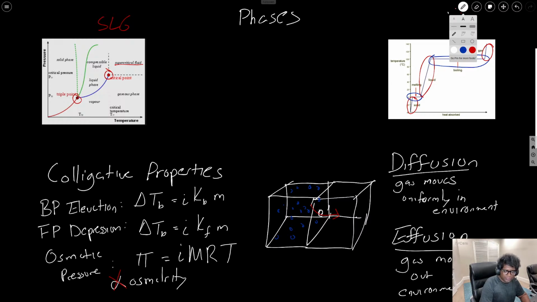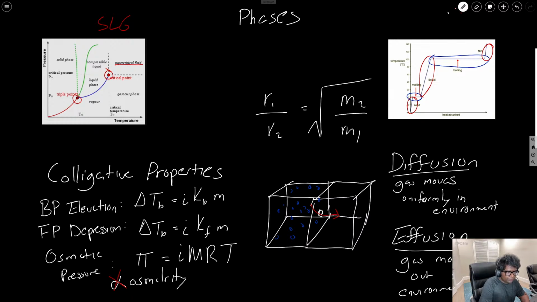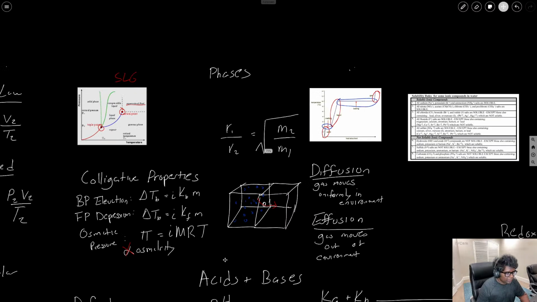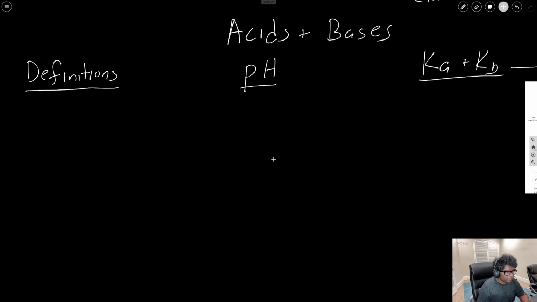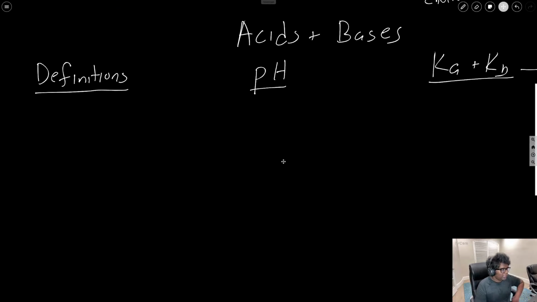Equation, yeah, I'll add the equation too, don't worry. So the diffusion and effusion rates: R1, which is rate of diffusion, R2, rate of effusion, or they're both, my bad, equals M2 over M1. M2 over M1 will obviously be masses. So with that being said, let's move on to acids and bases. We're almost done, guys. Don't worry.